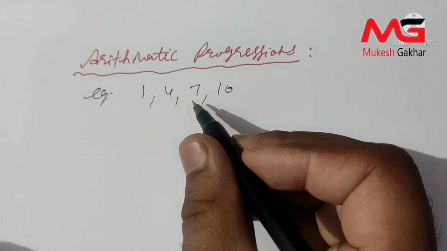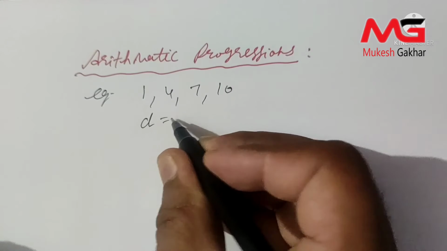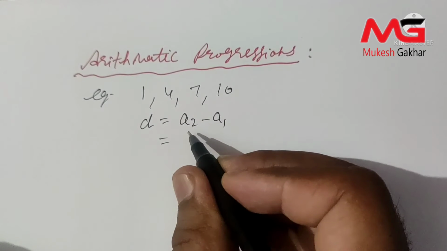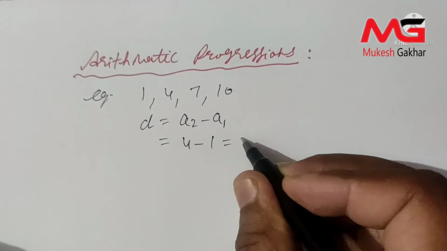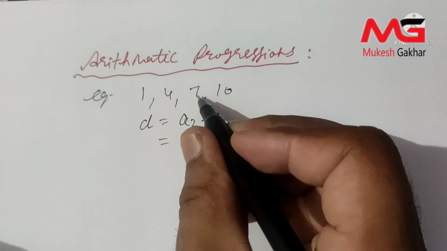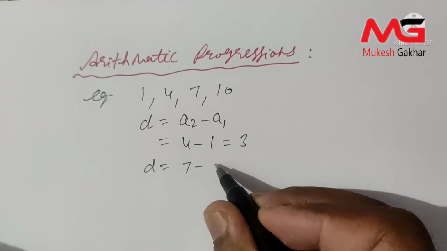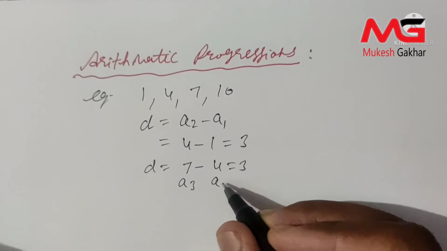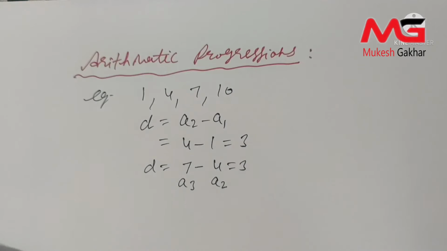We can use this formula. Difference D is equal to A2 minus A1. Like this, A2, the second term, is 4, minus the first term, 1, is equal to 3. You can check here also: D is 7 minus 4, equal to 3. It is A3, it is A2. A3 means third term, A2 means second term.